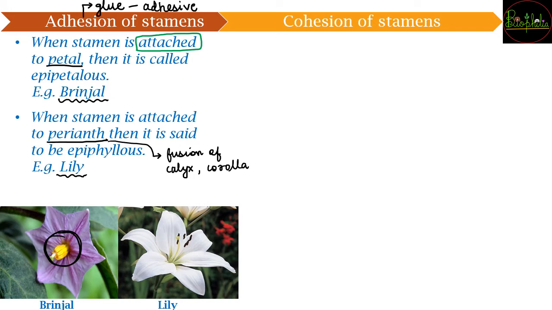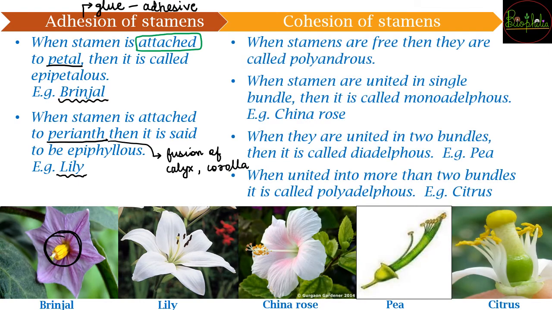Now the second type is going to be cohesion of stamens. Cohesion of stamens is the condition wherein the stamens can be free from each other. If they are free, then they are called polyandrous. If the stamens unite in a single bundle, very important to remember, it is a single bundle, then you call it monoadelphous. Monoadelphous is seen in the case of China rose.